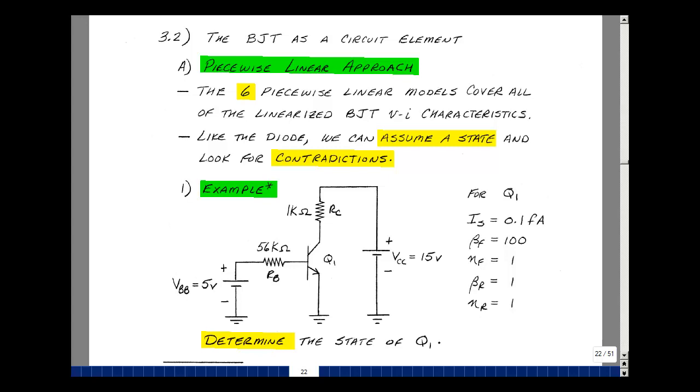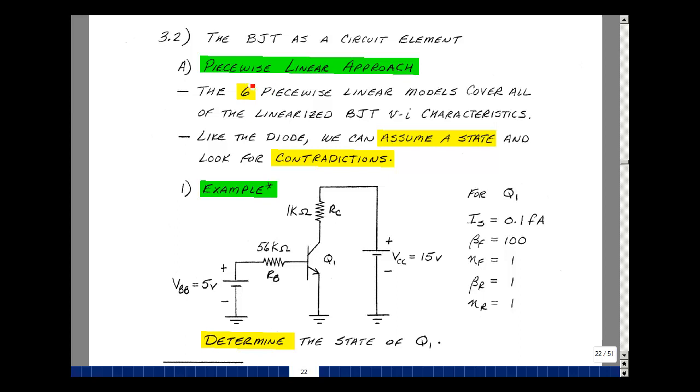This lesson deals with the BJT as a circuit element. You can find these notes in the ECE302 ebook in Chapter 3, starting on page 22. In our last video, we did a piecewise linear model for a BJT. We had 3 models in the forward mode, and we had 3 models in the inverse mode.